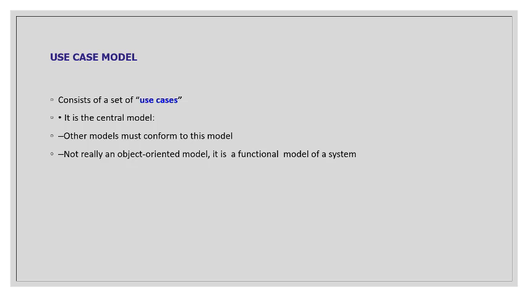The use case model consists of a set of use cases. It is a central model, and other models must conform to this model. Not only for object-oriented models, it is a functional model of a system. Intuitively, we can say that a use case represents the different ways in which a system can be used by the users.